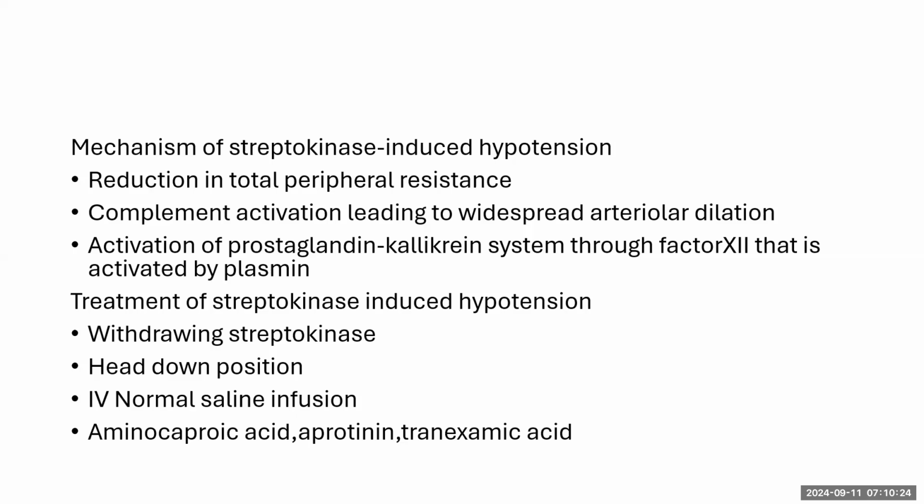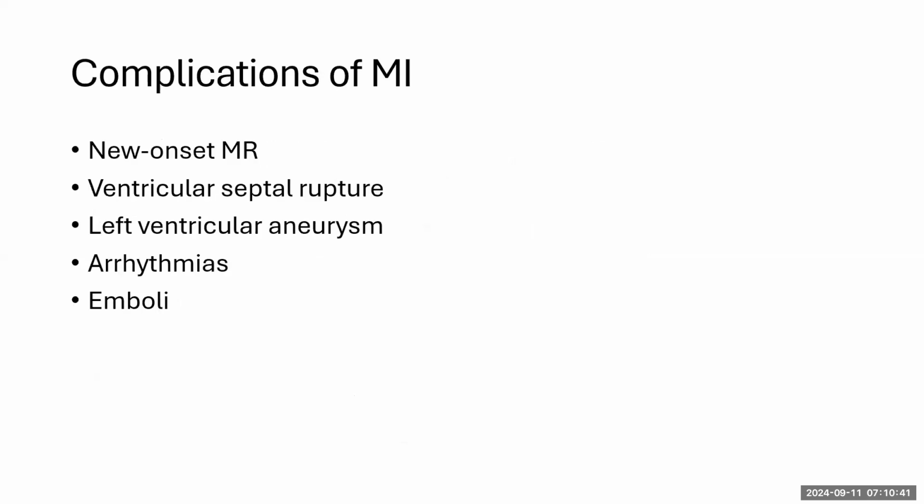by plasmin. And by way of treating this hypotension, I would consider withdrawing the streptokinase and placing the patient in a head-down position, and giving intravenous normal saline. The specific treatment is aminocaproic acid, tranexamic acid, and protamine. Then the complications of MI, which is the last question, are new onset mitral regurgitation, ventricular septal rupture, left ventricular aneurysm, arrhythmias.